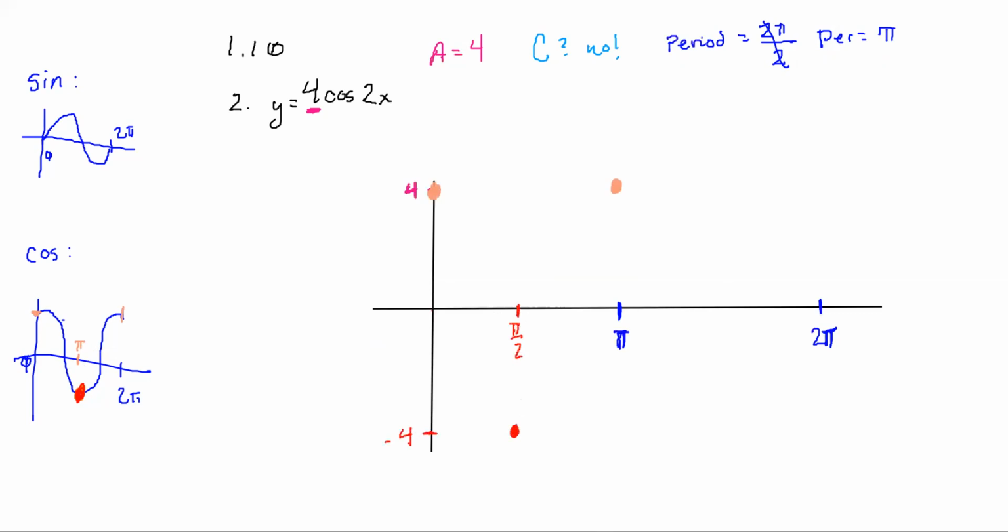Okay, so then I have to ask where it's crossing 0. Here, it's crossing 0. Let's make that. So here it's crossing 0 at halfway between 0 and pi. So this is pi over 2. And then this is halfway between pi and 2 pi. So this is 3 pi over 2.